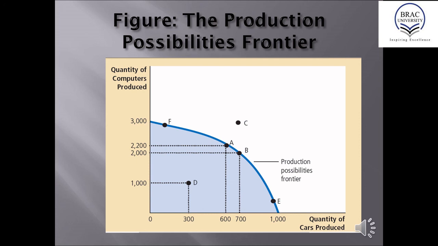So here, moving from point A to B, we are making a trade-off, and the cost of the trade-off is here the opportunity cost, which is: to produce 100 more cars, the opportunity cost would be 200 computers, or to produce 200 more computers, the opportunity cost would be 100 cars.